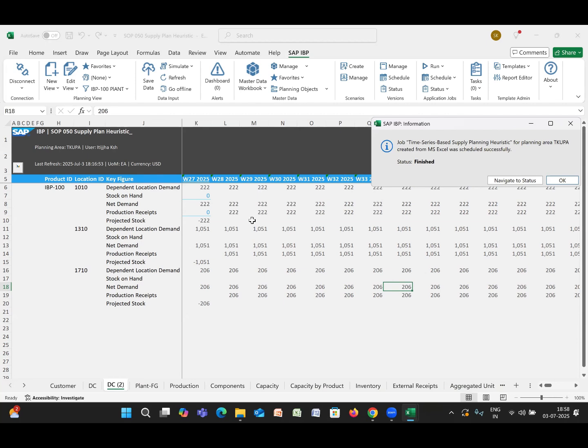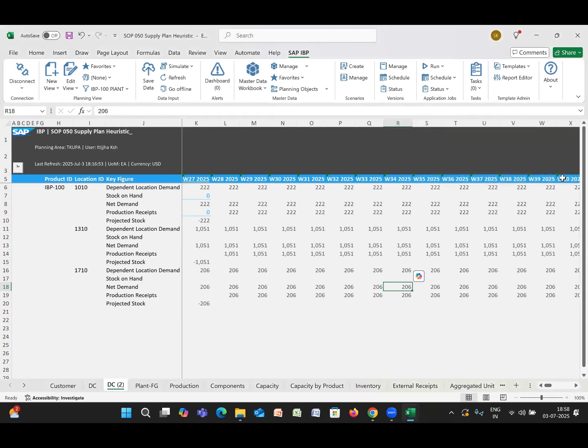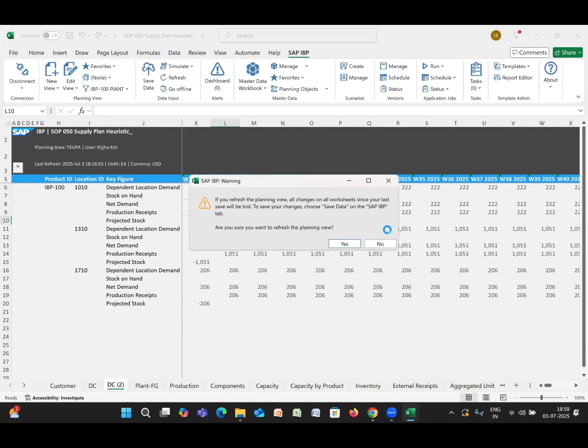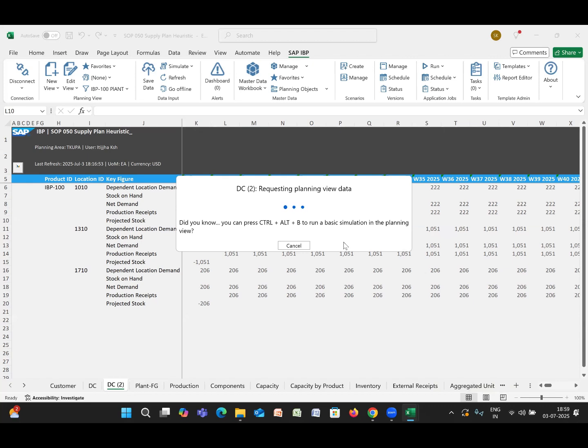Palak, do you agree? Do you disagree? Before I do refresh, you have the chance to agree or disagree. Or you can say no answer. Or you can say, why are you asking me? Because the production receipt will not be generated, na? It will be generated after 2 weeks. The production receipt will be in week 29. So in these 2 weeks, we will not be having any production receipt, and obviously there is no stock on hand. So we will have the projected stock of minus 222 in the first week and another 222 in the second week, making it 444 in the second week. So let's see whether what I am saying is true or whether the heuristic does something other than what I am saying. Let's find out.